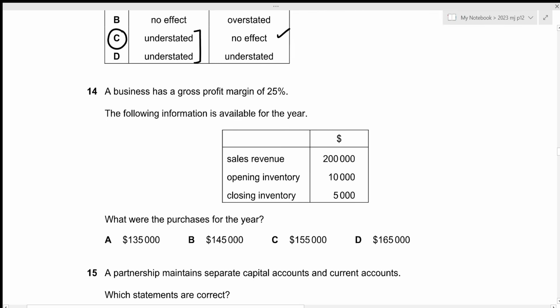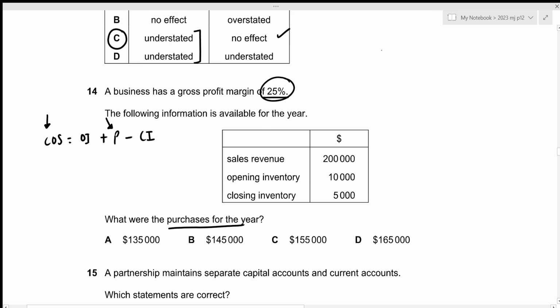A business has a gross profit margin of 25%. The following information is available for the year. We need to figure out the purchases for the year. Okay, we're given the opening inventory, closing inventory. And remember that the formula for cost of sales is opening inventory plus purchases minus closing inventory. Now, in order to figure out the value for purchases, we first need to figure out the value for cost of sales. We'll use our gross profit margin.